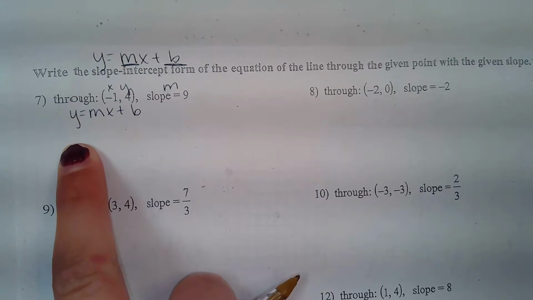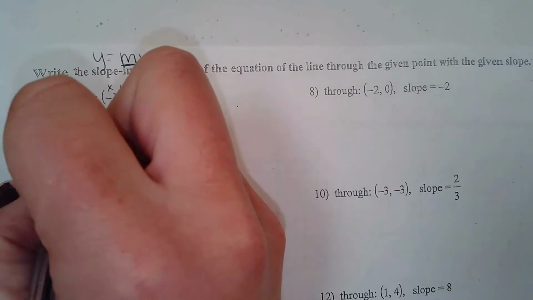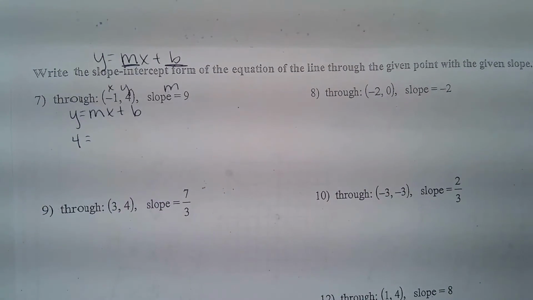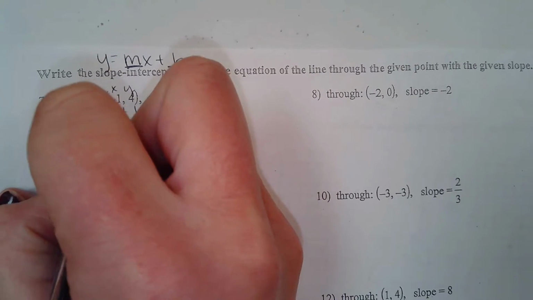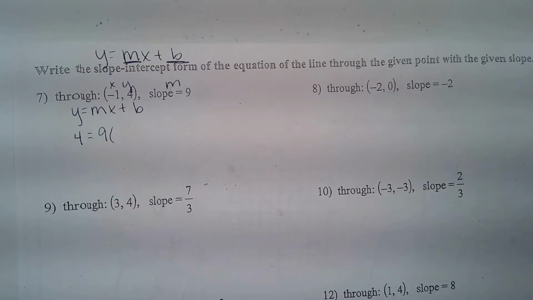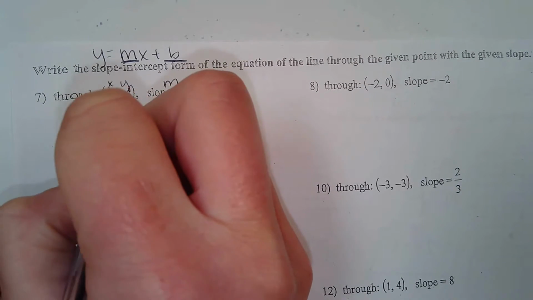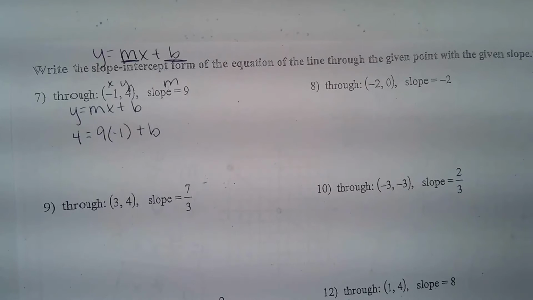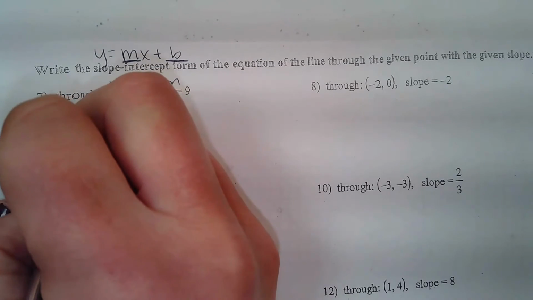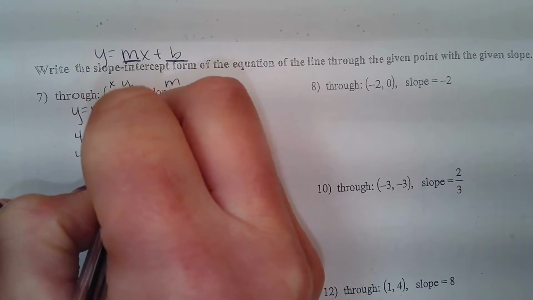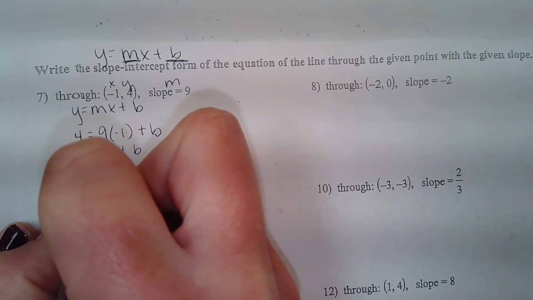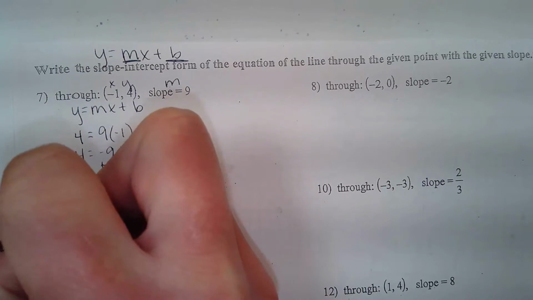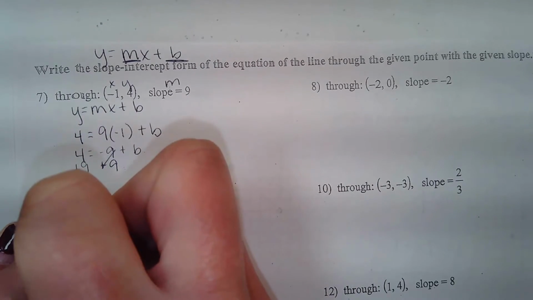So do we know what y is? Yes. What can we put in place of y? Okay. Do we know what m is? It's 9. Do we know what x is? Do we know what b is? You gotta solve for 9 times -1, and then you gotta subtract that answer from 4. What is 9 times negative 1? Negative 9 equals 4 plus b. Add 9. Why do we add 9? Because it's negative. Good. 13 equals b.